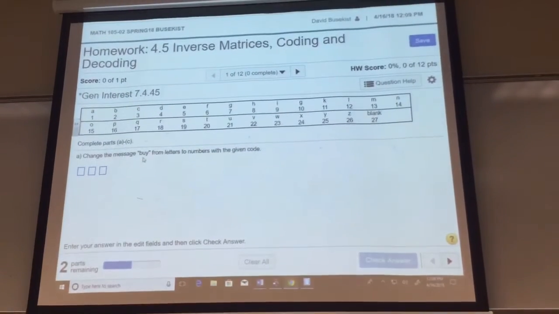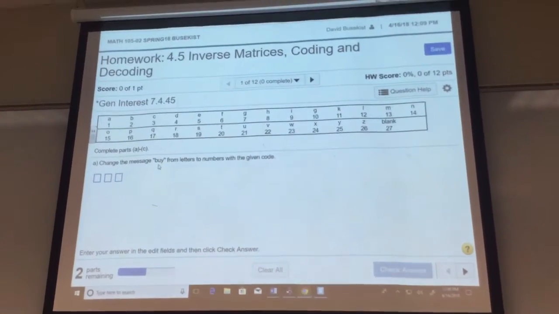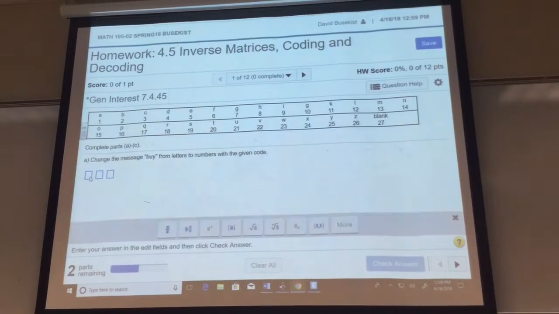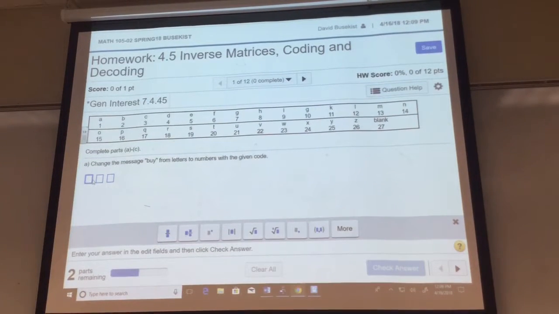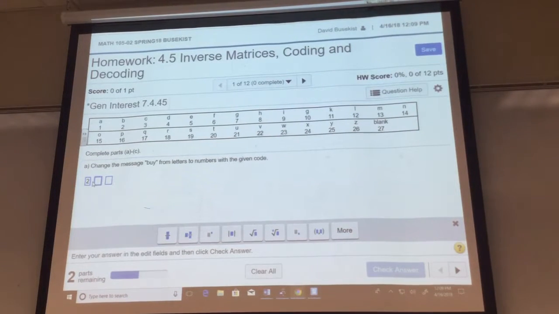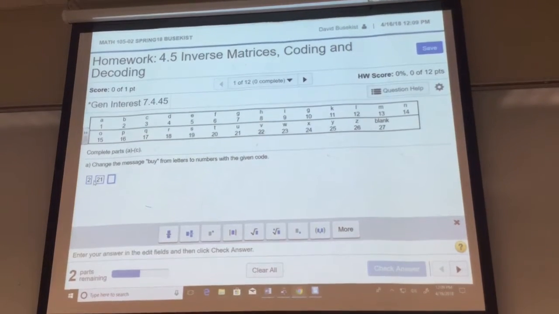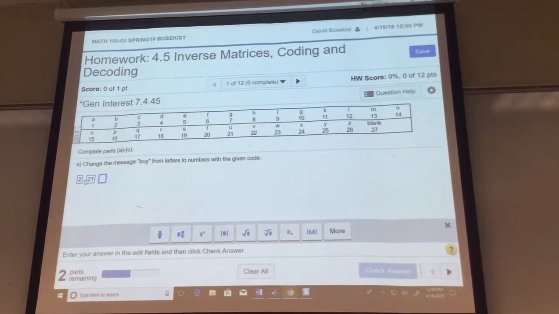So they want you to take the word "buy" and go through the first level of translating it to numbers. B, 2, U, 21, and Y, 25.